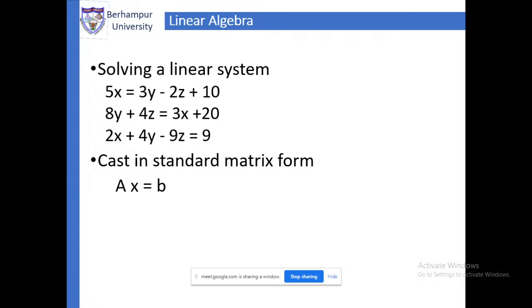Let us say that we are trying to solve a system of linear equations. The linear equations are like this: 5x is equal to 3y minus 2z plus 10, 8y plus 4z is equal to 3x plus 20, 2x plus 4y minus 9z equal to 9. So these are three linear equations. Now you can see there are three variables x, y, z and three different equations. Therefore, we should be able to solve this system of linear equations.